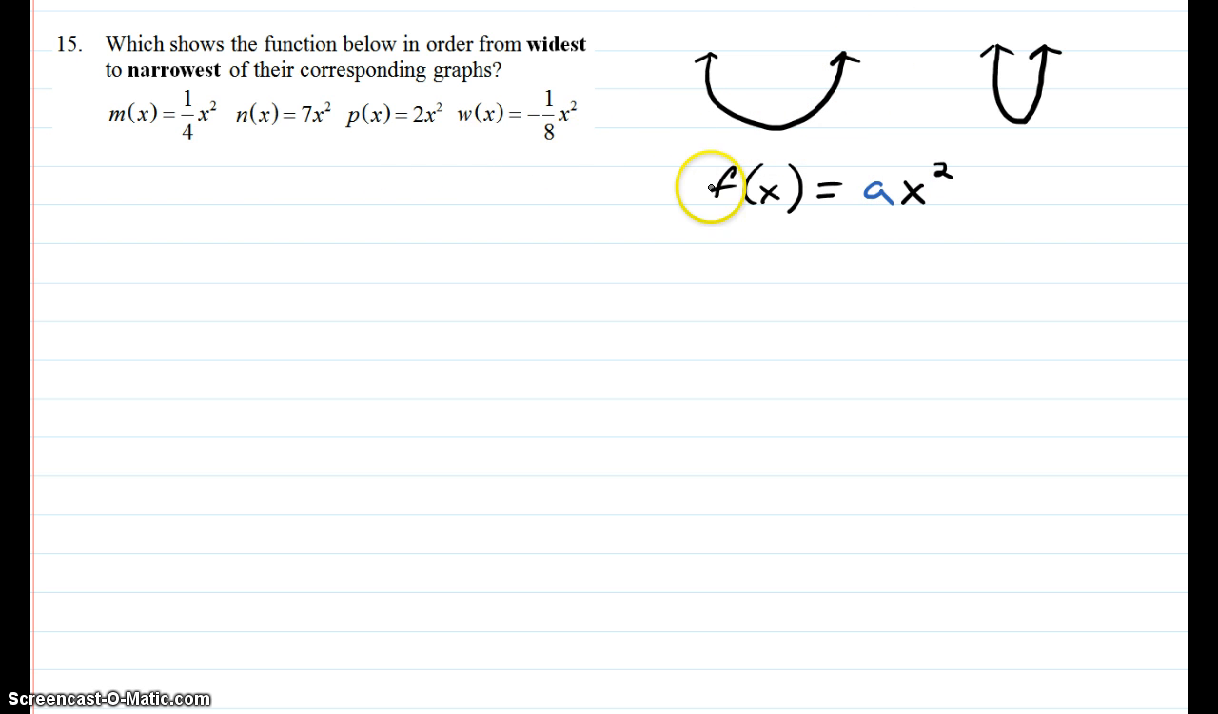So we want to figure out which one is the smallest number, and ignore the sign. We don't care about the sign right now. We just care about the number. And so 1/8 is smaller, so we're going to have w first. So we took care of this one. And the next smallest number is 1/4. Next smallest number is 2, so it's going to be p. Next smallest number, which turns out to be the largest number, is n.